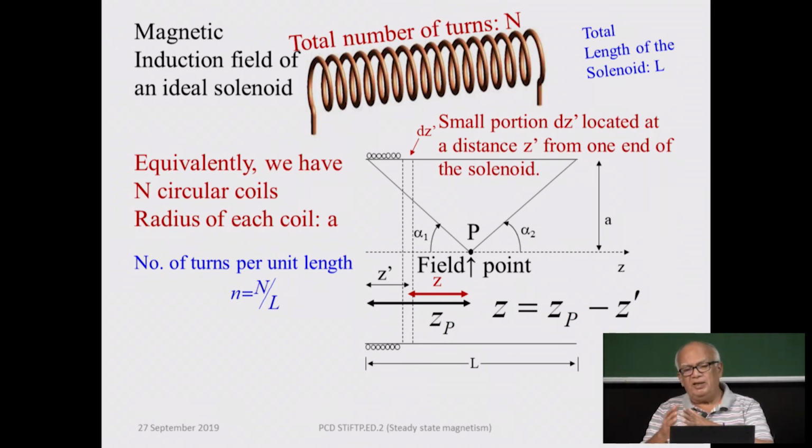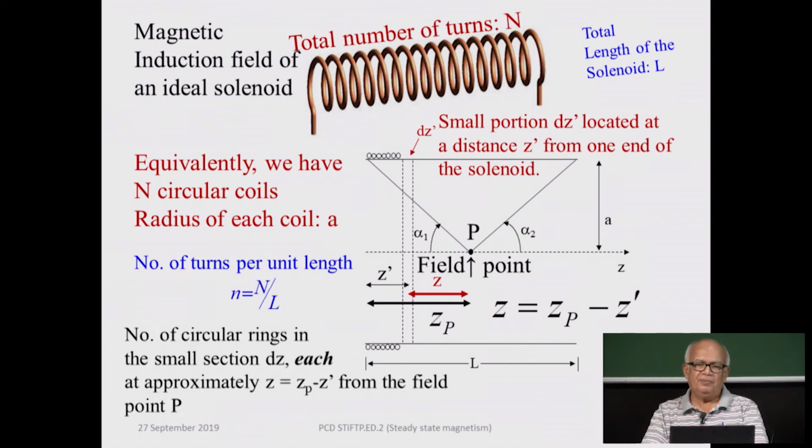So, we can determine the effect at P due to a small segment dz prime, which is located at Z prime from one end, and then integrate from left to right, covering the entire length. So, that will be our strategy. The number of circular rings in the small segment, we can get it because now we know the number of turns per unit length. So, we know the density of those circular coils.